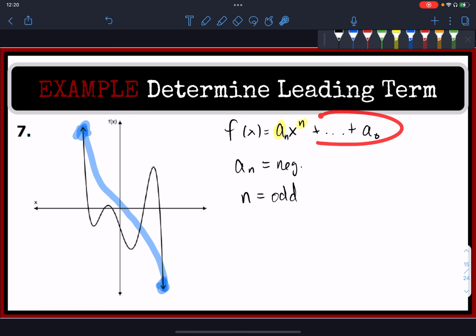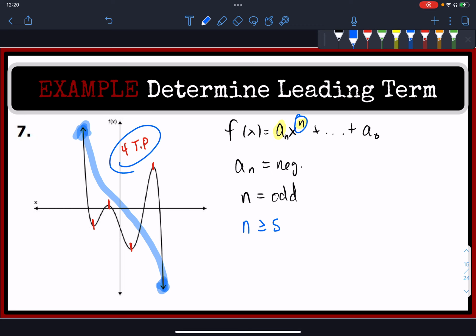Now, because of all the stuff that I'm adding to it, of course, it curves up and down several times. And because it changes direction 1, 2, 3, 4 times, it has 4 turning points. That means that this exponent up there, n, has to be an odd number greater than or equal to 5, 1 unit higher than 4. And that's what we can determine about our leading term.